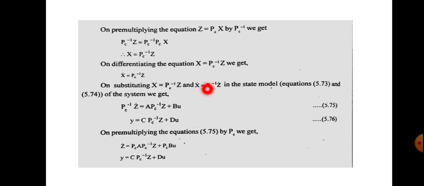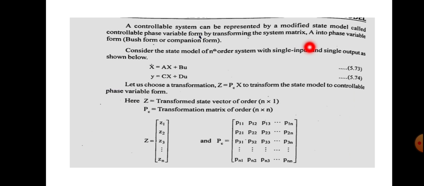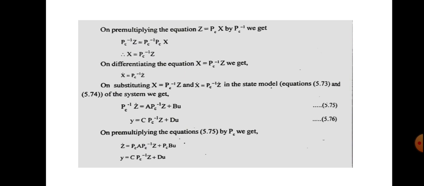We can substitute these equations into the state equation and the output equation. So we will get Pc inverse z dot equal to A Pc inverse z plus Bu, and y equal to C into Pc inverse z plus Du. If we multiply this by Pc, we will get z dot equal to Pc A Pc inverse z plus Pc Bu, y equal to C Pc inverse z plus Du.